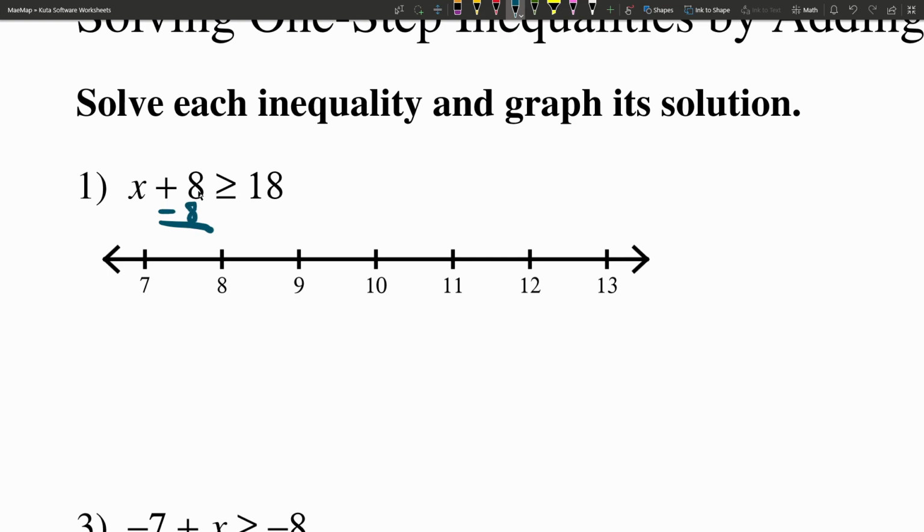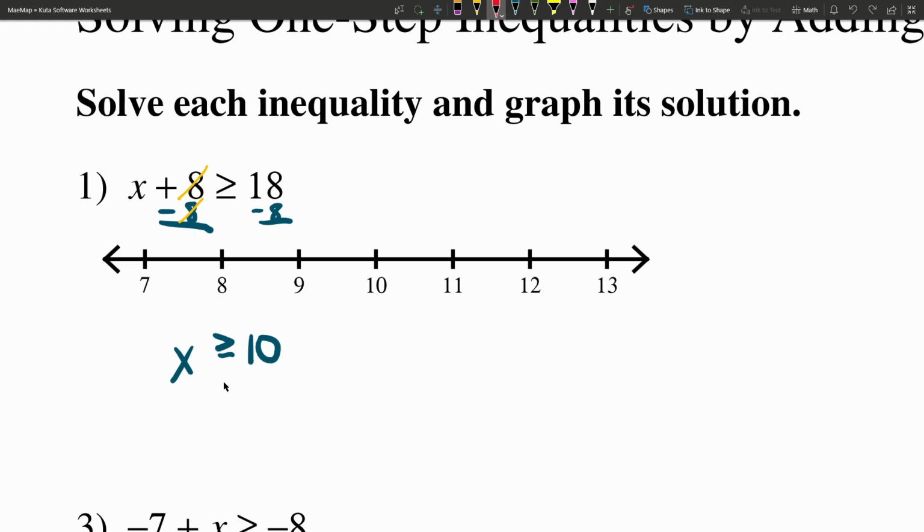Whatever we do to one side of our inequality, we need to do to the other side as well, just like an equation. So we're going to subtract 8 from this side as well. Again, 8 minus 8 goes to 0. So we're left with just x on our left-hand side, and on our right-hand side, 18 minus 8 is going to be 10. So we have that x is greater than or equal to 10. And remember, for greater than or less than, if it has this line underneath, that means it could also be equal to that value. So we have x is greater than or equal to 10.